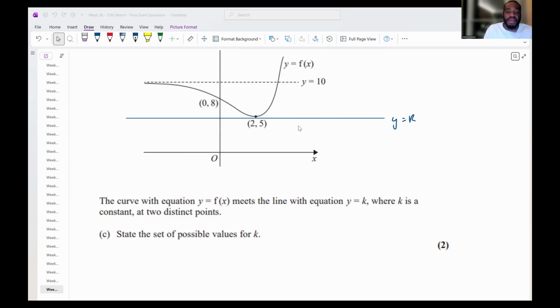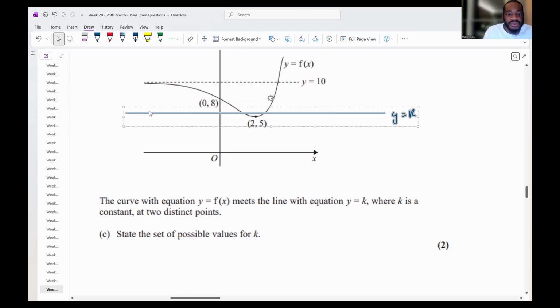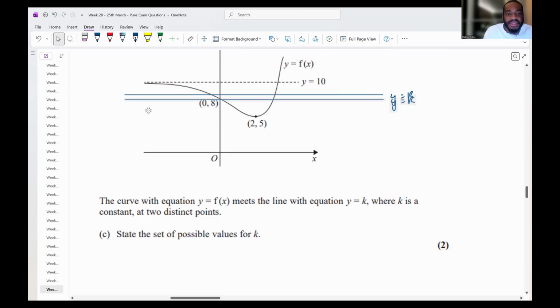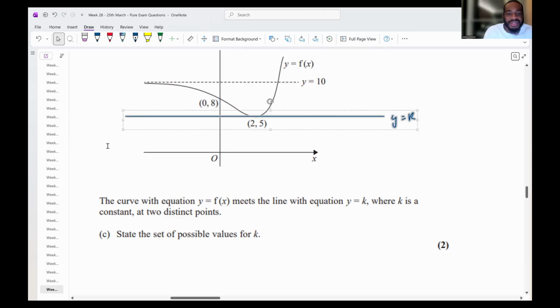So we know that it can't be that, but the moment I shift it up even a slight bit like that, it's going to cut it twice. Can you see? It's cutting it once there. If I go up, it's going to cut it twice. So I know that anything above that turning point is going to cut it twice. So this one right here is going to be y equals 5. And I know that it has to be above that. So K is going to be bounded, right? The lower bound is going to be at 5.